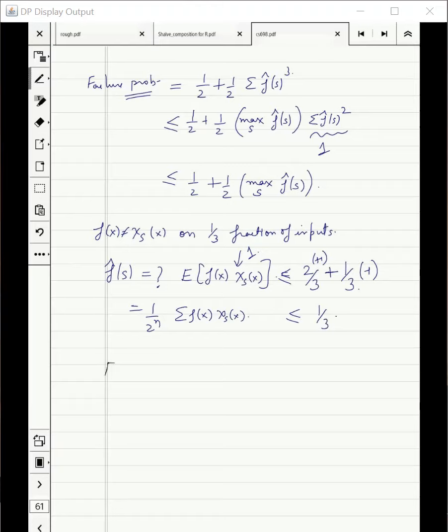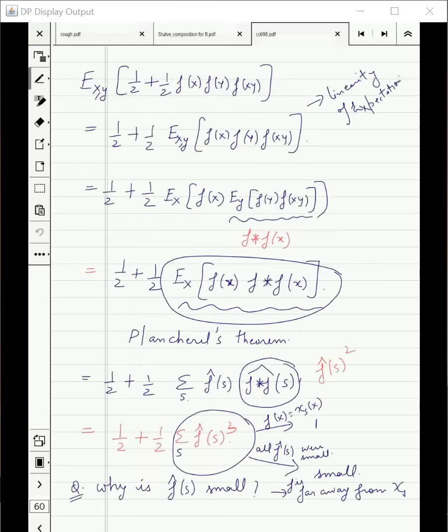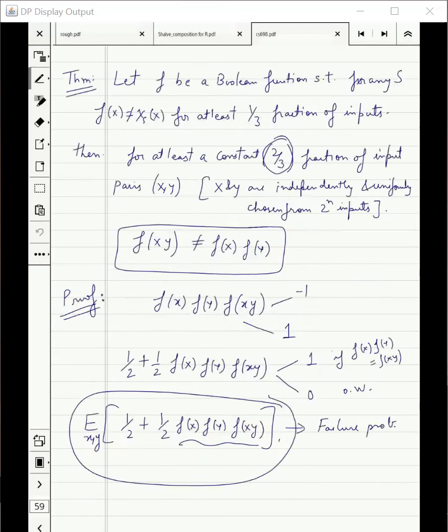So my failure probability is less than 1/3. Sorry, 2/3. That means the success probability of my algorithm is 1/3. So I should make a small change in my theorem. I should say that for at least 1/3 fraction of inputs, this does not hold.